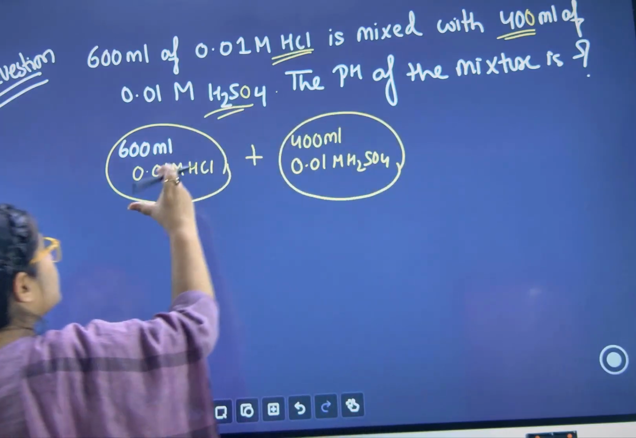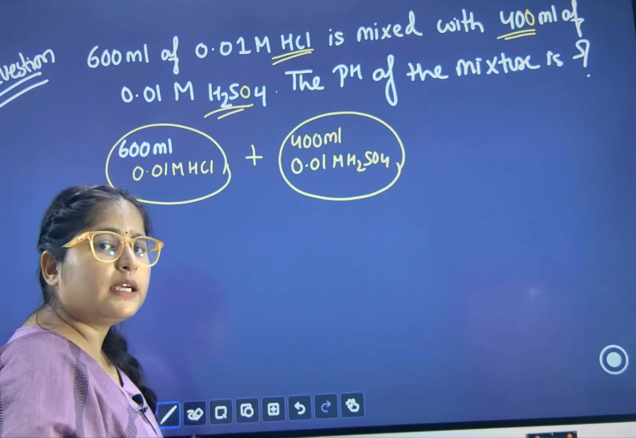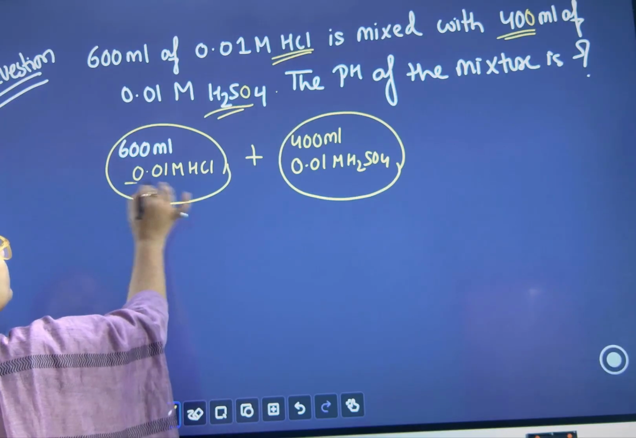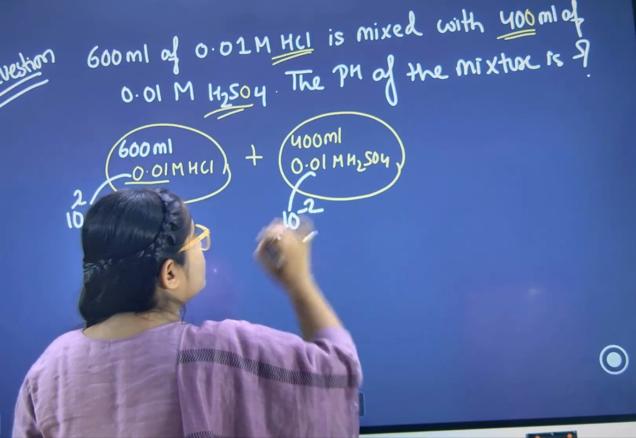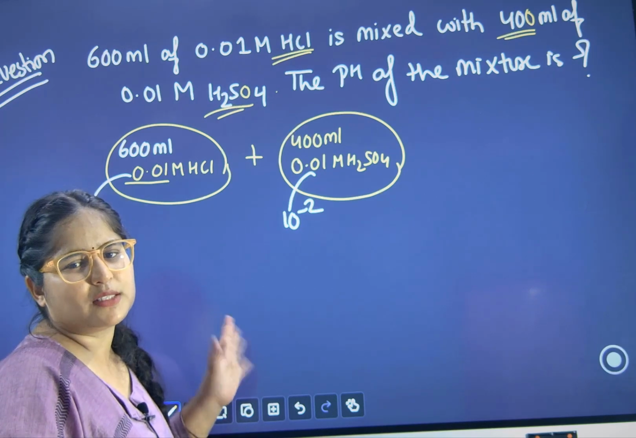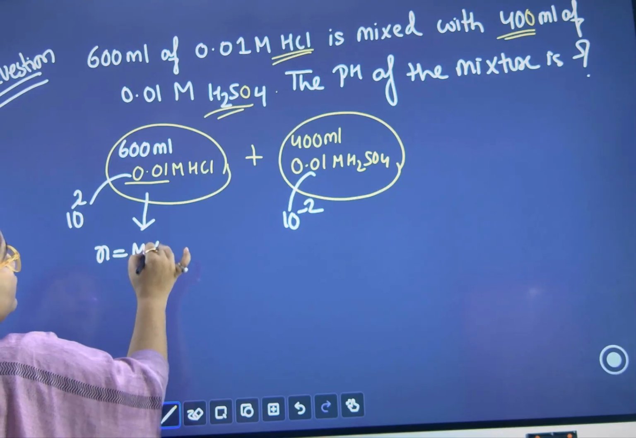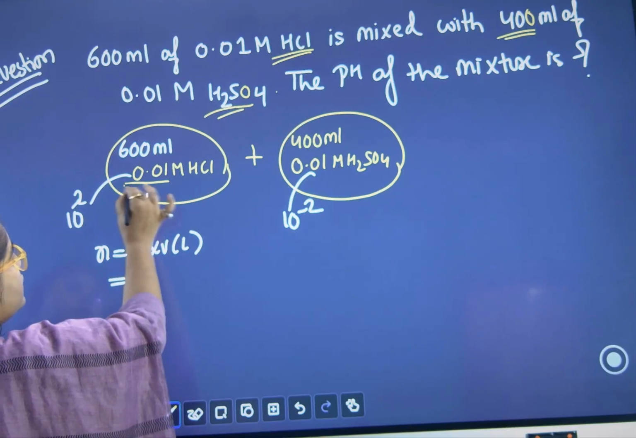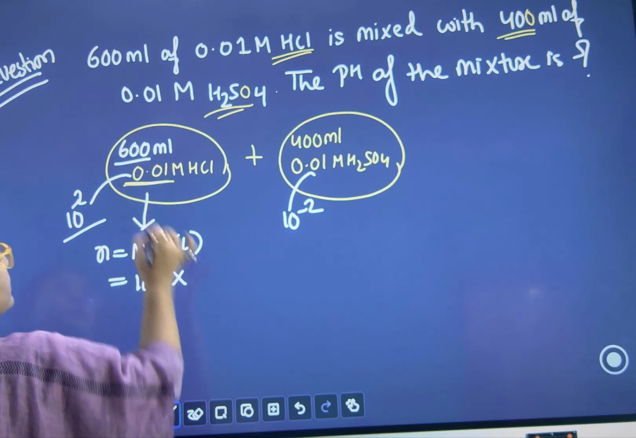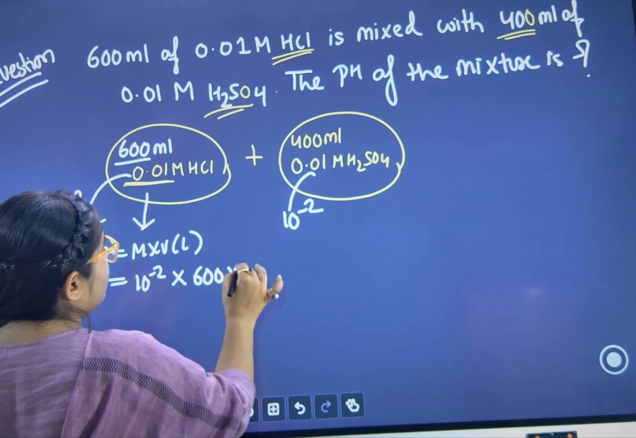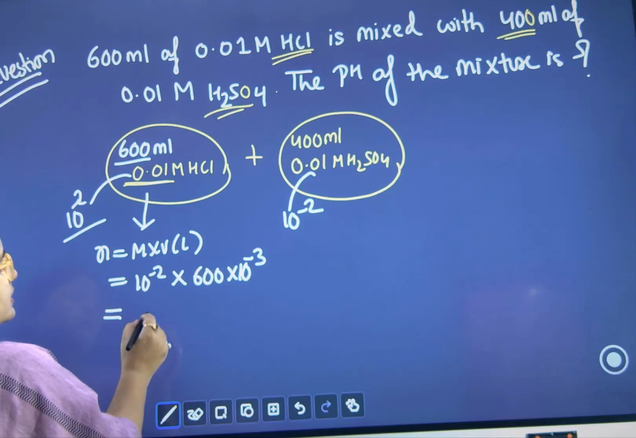After mixing, we will check whether the given concentration is greater than 10 to the power minus 6 or less. So 0.01 means 10 to the power minus 2, which is greater than 10 to the power minus 6. This is also minus 2, which is greater than 10 to the power minus 6. So no stress, no need to add 10 to the power minus 7 here. So let us find the mole here. This mole will be molarity into volume in liter. Molarity is 10 to the power minus 2, into volume. How much volume is given? 600 ml. So I will multiply by 10 to the power minus 3 to make it liter. So how much will it become?